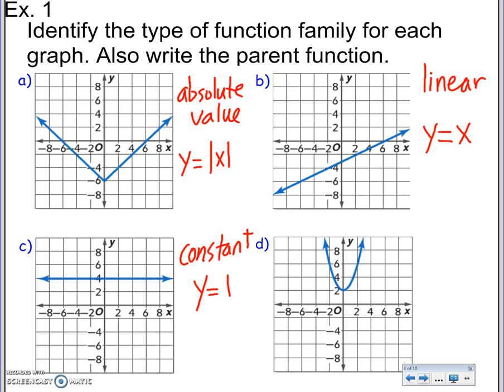And D, that's a U shape. All U shapes are quadratics. So that's in the quadratic family. And the parent function for quadratic, the simplest quadratic equation is just y equals x squared. No adding, subtracting, multiplying, dividing, and no negative numbers. All right.